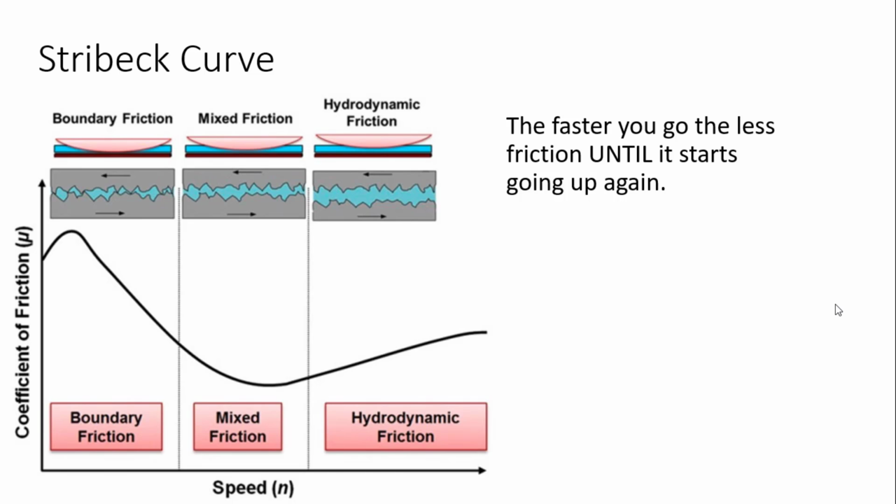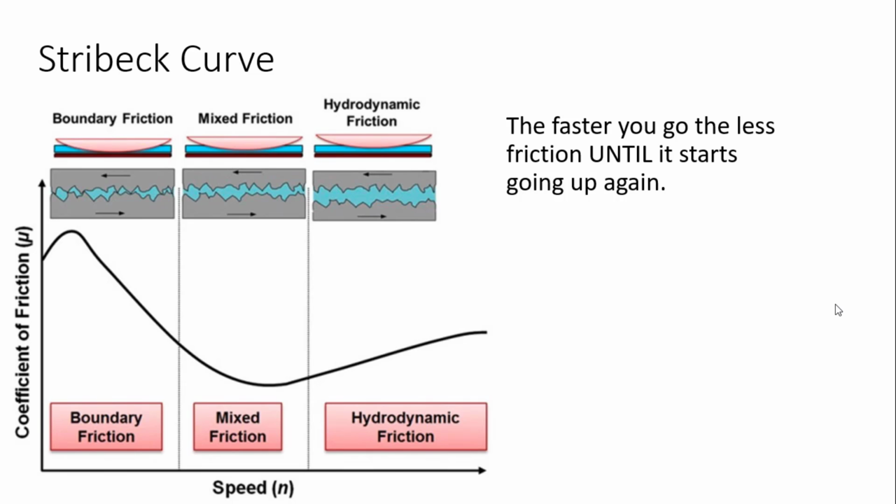where if you have boundary friction, you've got a little bit in there at a low speed, you're going to have the highest coefficient of friction. But if you go fast enough, it's going to really lower that friction between the materials until you hit a certain point where you hit something called hydrodynamic friction, where if you're going fast enough, that friction is going to pick up again. So the faster you go, the lower the coefficient of friction.